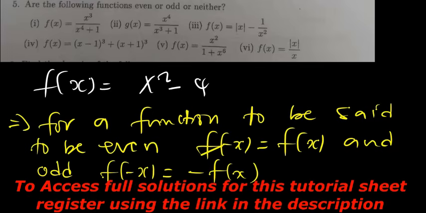So sometimes this is just a different English. You can use your own English. For a function to be considered as even, f of negative x should be equal to f of x, and for a function to be considered as odd function, f of negative x should be equal to negative f of x. This is the first statement that you have to write before you solve any question for even and odd functions.